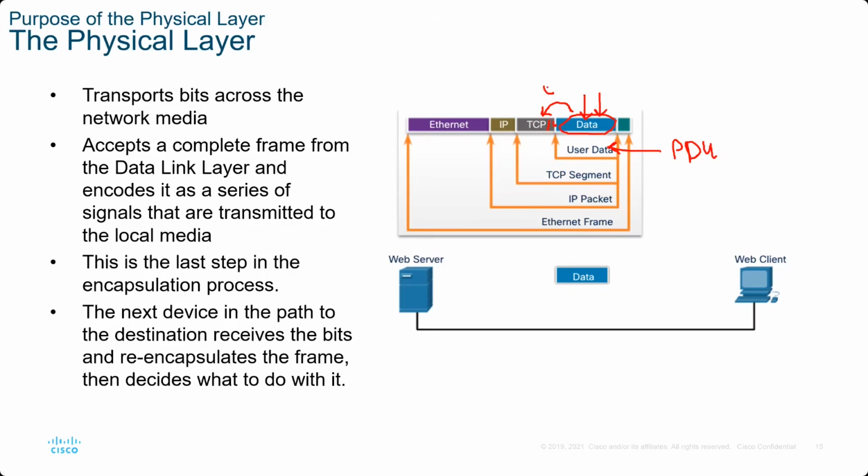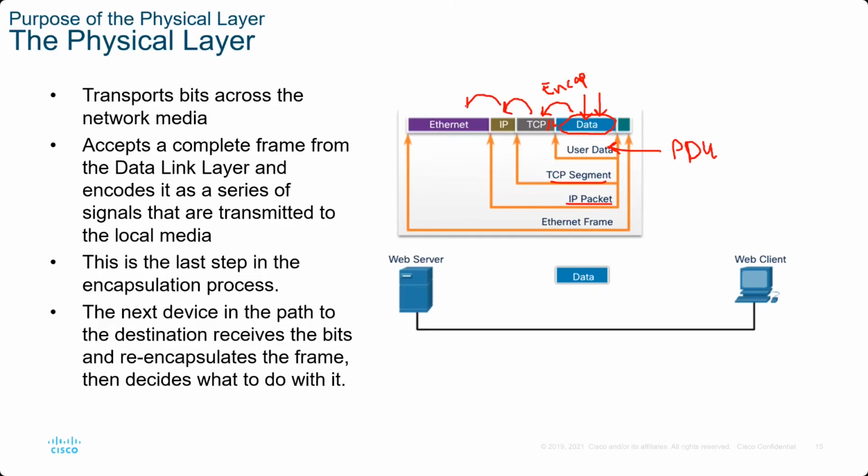And this process is called encapsulation. When data is sent from one layer to another layer, the PDU changes because extra bits or header information is added by the next layer. This process of adding the next header information is called encapsulation. So through encapsulation, a PDU changes from user data to a TCP segment, and then it is encapsulated again, adding the IP header information, and it becomes an IP packet.